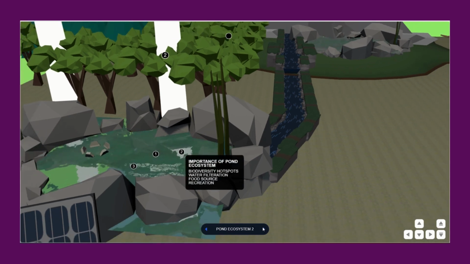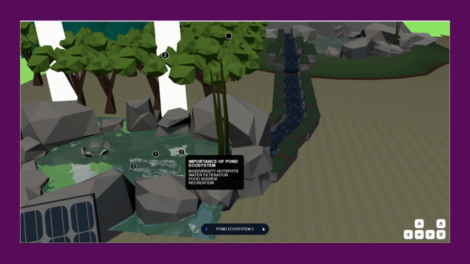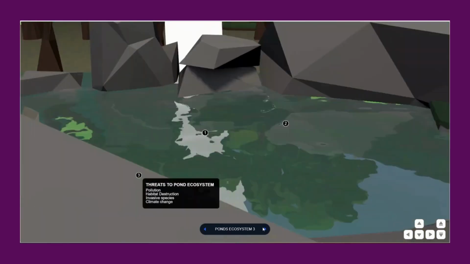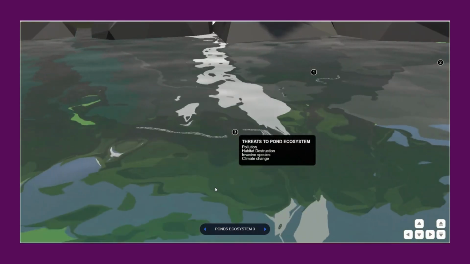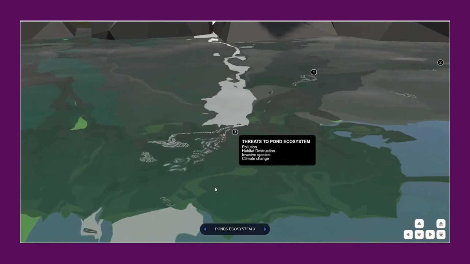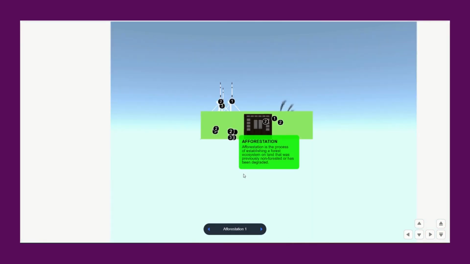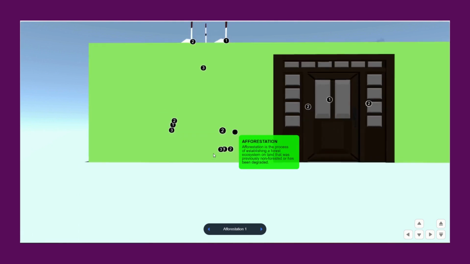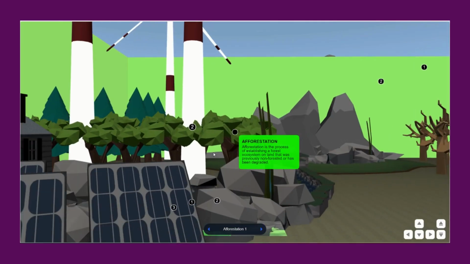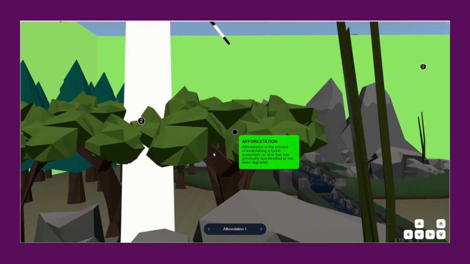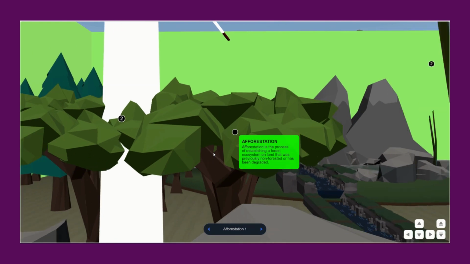Importance of pond ecosystem is that it is a biodiversity hotspot. It can act as water filtration, food source, and recreation. Threats to pond ecosystem: pollution, habitat destruction, invasive species, and climate change. Afforestation. Afforestation is the process of establishing a forest ecosystem on land that was previously non-forested or has been degraded.